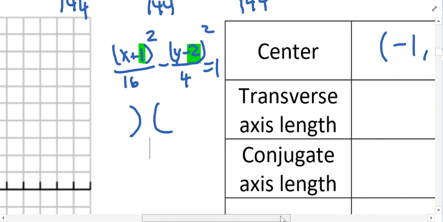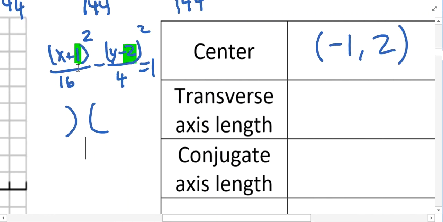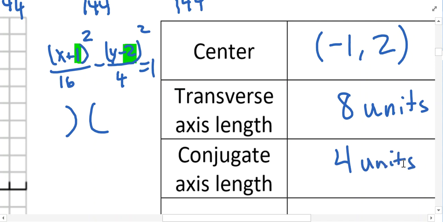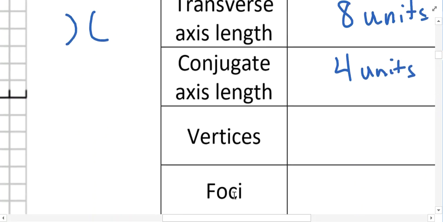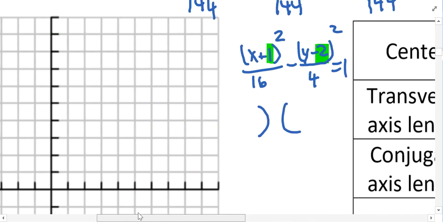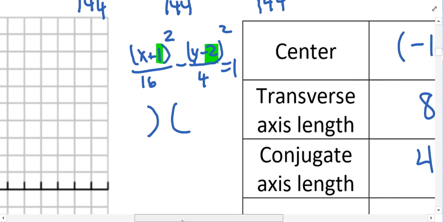So my transverse axis is going to be along the x-axis, and in this particular case, it's moving 4 in each direction for a total of 8 units. The conjugate axis, it goes 2 in each direction for a total of 4 units. Vertices and foci I'll do in a moment. Let's start graphing some of this.